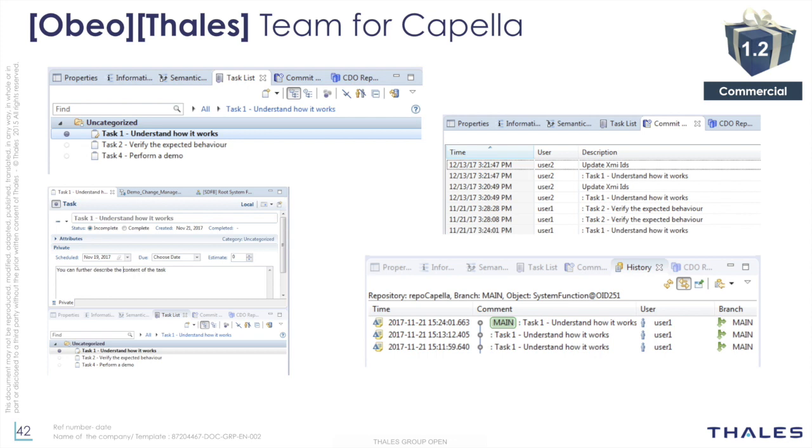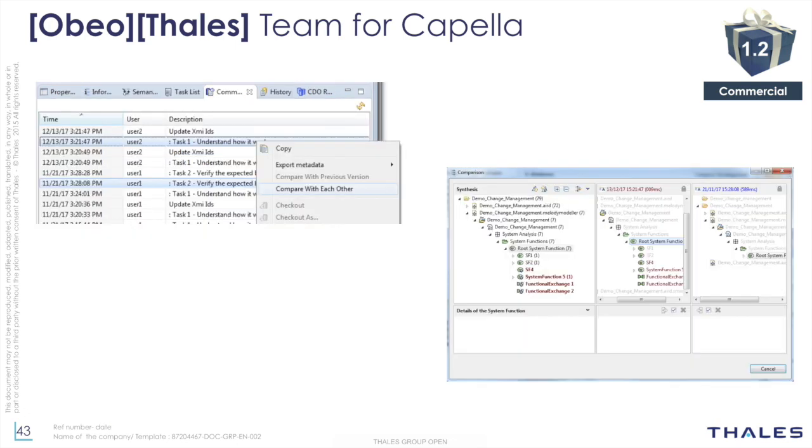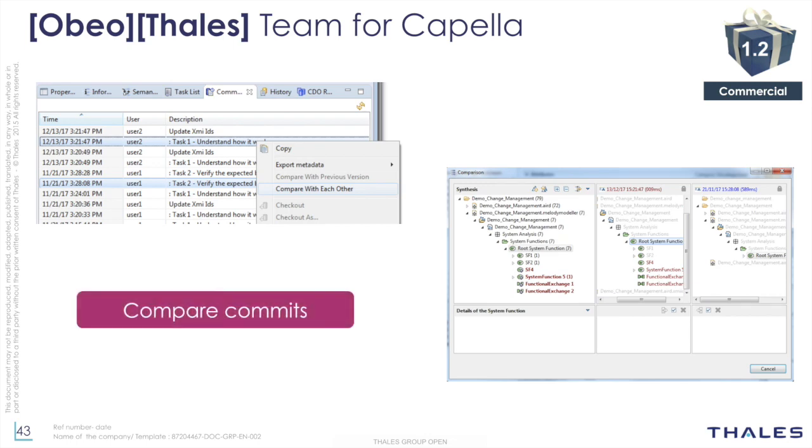And then we are able to associate automatically a context to each of our commits in Capella. And the best is really to perform a small demonstration to illustrate how this works. And you will see that we are also able to compare the different commits.